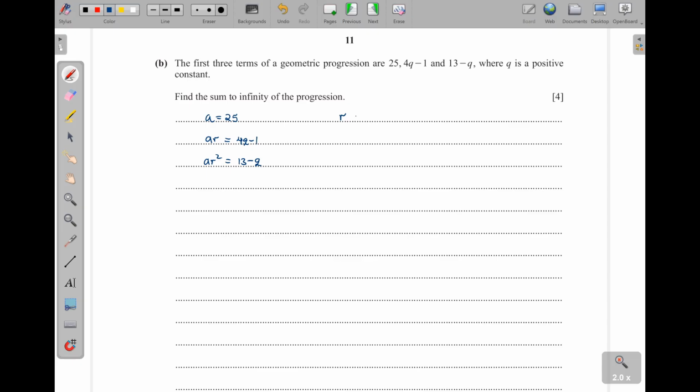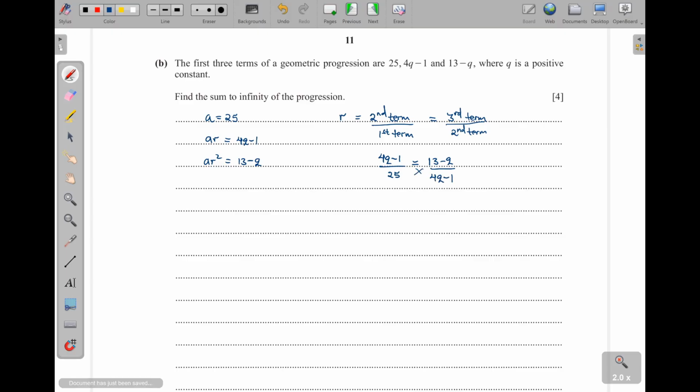Now, to get the common ratio, you get the succeeding term divided by the preceding term. So the common ratio is equal to the second term divided by the first term. It is the same thing you'll get when you take the third term divided by the second term. This is what I mean by the preceding term. So the second term, 4q minus 1, over 25, is equal to 13 minus q over 4q minus 1.